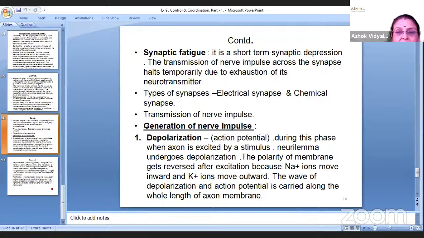Now let's understand what is a chemical synapse. In this, the presynaptic membrane includes the following structures: the synaptic button or bulb, then a synaptic cleft, and the postsynaptic membrane. The neurotransmitters transmit the impulses at these synapses.